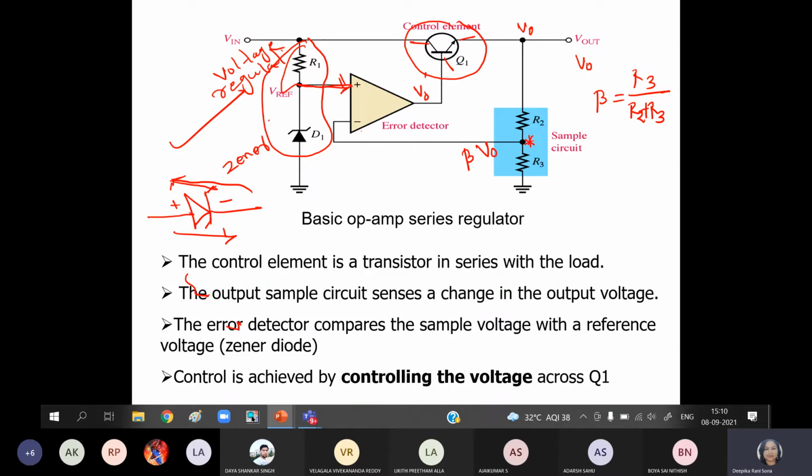The voltage at this point, and all of this together is called a sample circuit. The combination of this potential divider part is called a sample circuit, and the voltage of the sample circuit is nothing but beta V0 by the voltage divider concept only. So now just have a look. Here the beta V0 is connected to the other input of the operational amplifier, which is your inverting input, or the negative input. The input is now connected to the negative input of the op amp.